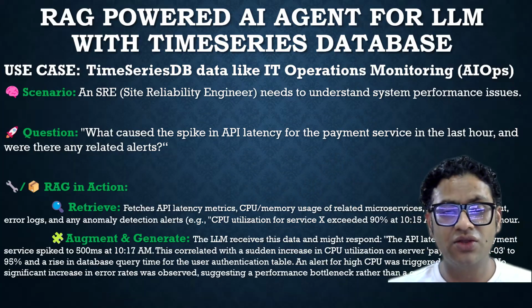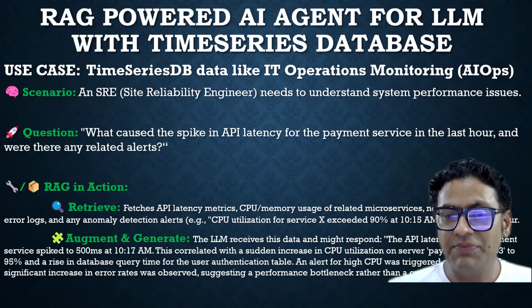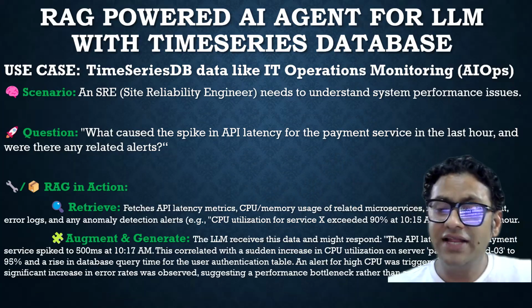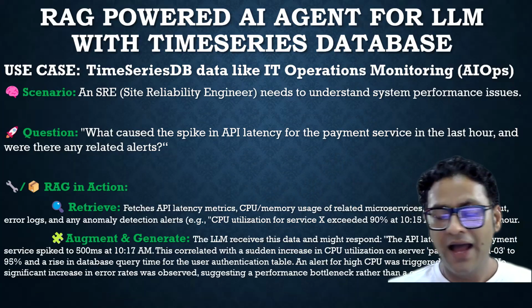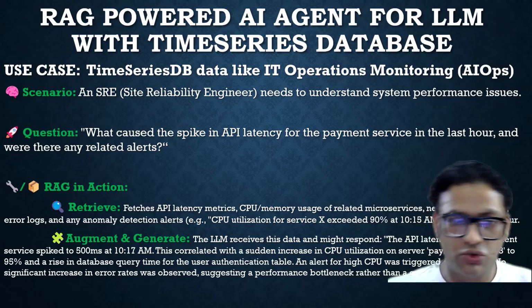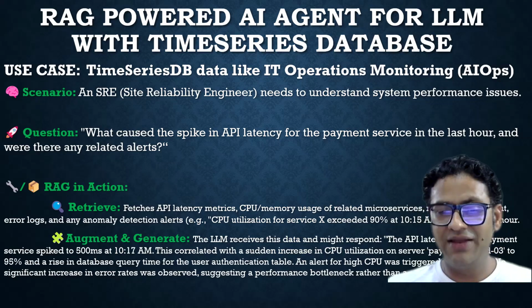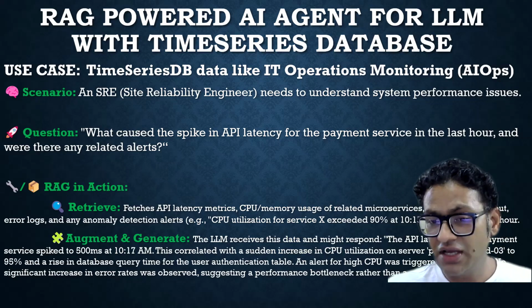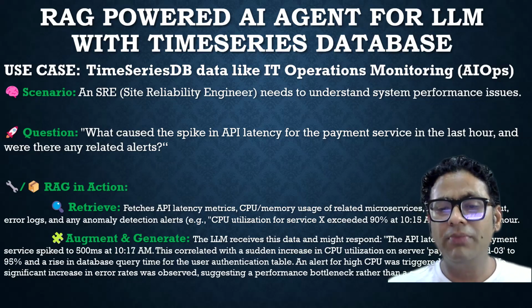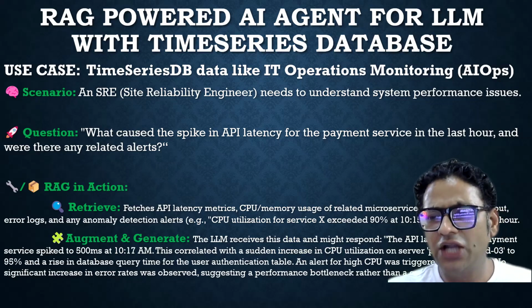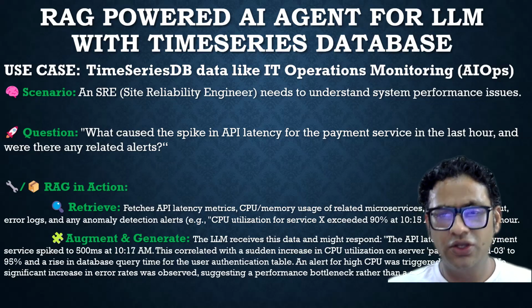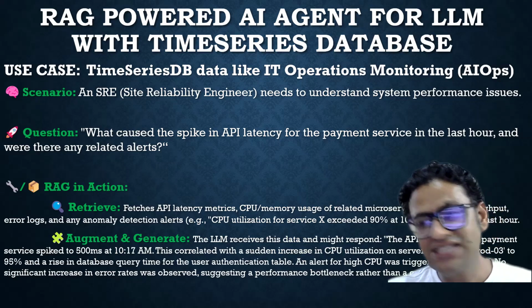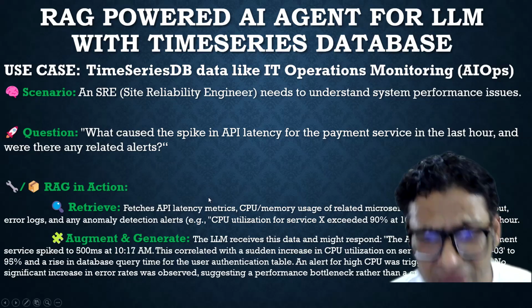And that is what it is going to retrieve: it fetches API latency metrics, meaning all the data points from the time series database, like network throughput and all this stuff, and whenever there is any alert. I will just try to have some dummy data to mimic this situation as close as possible, right?